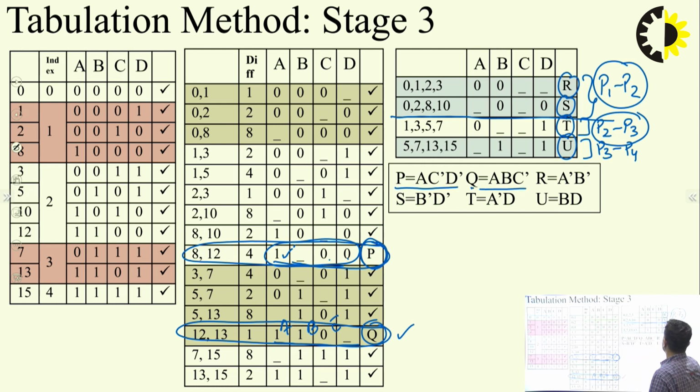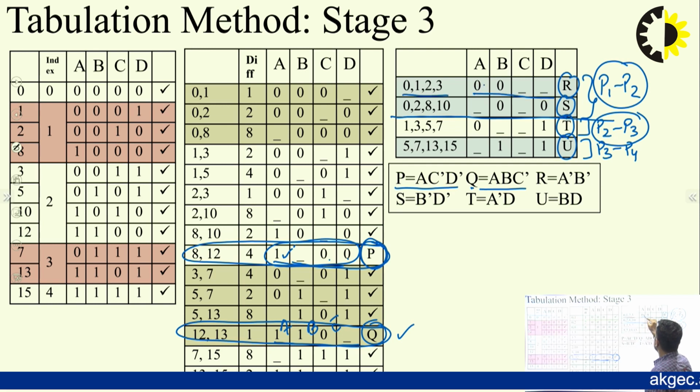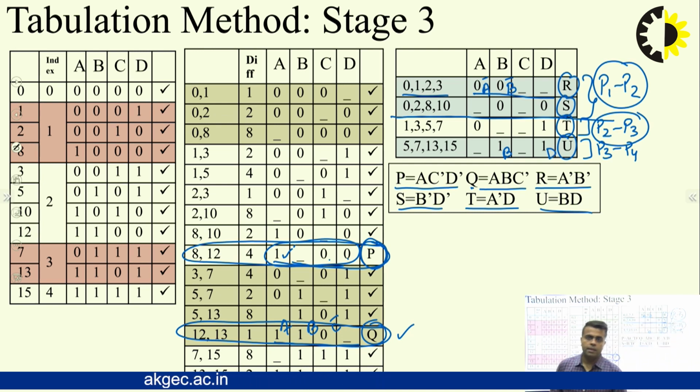Similarly, R is here. R is 0, 1, 2, 3, 0, 0 dash that. That means A bar, B bar, C and D are gone. So R is A bar, B bar. Similarly, S is B bar, D bar, T is A bar, D, and U is BD. U is, you can check, this is corresponding to B, this is corresponding to D. So this is how we have written the min terms. We have grouped the min terms. So these are the various tabulation stages of grouping.